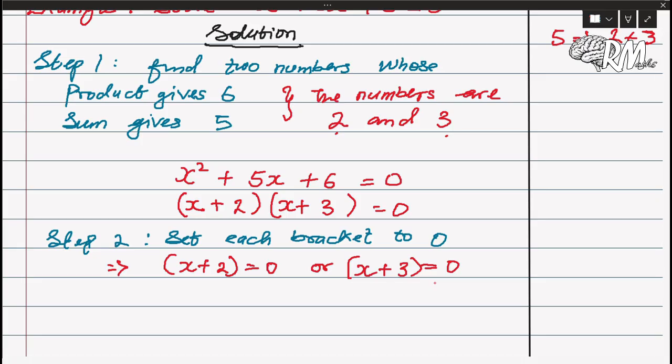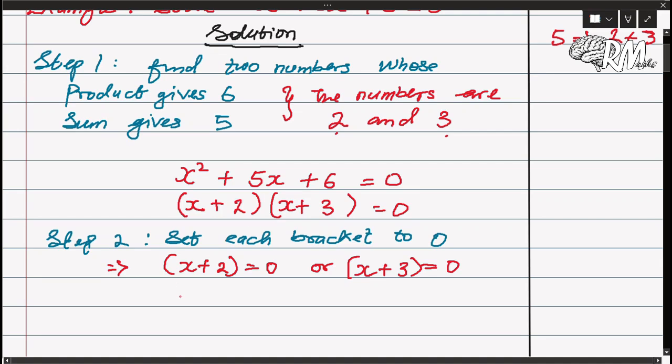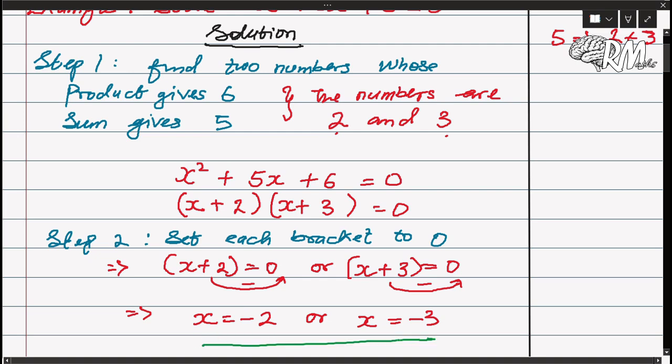So for the first bracket, we have x. Remember, this plus 2 will go to the other side, and when it goes to the other side it becomes negative, as well as this plus 3 going to the other side, it becomes negative. Therefore we have x equals minus 2, or x equals minus 3. So this is the final solution to this quadratic equation.